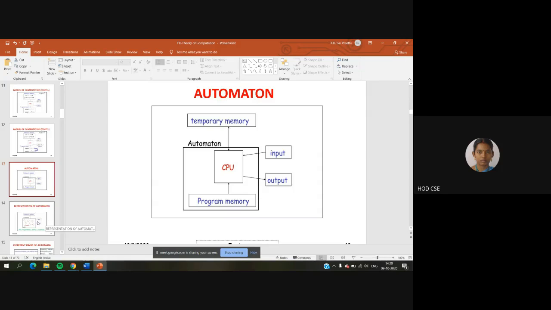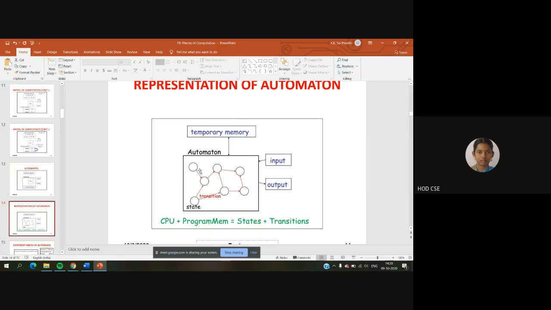In a model of computation, the CPU and program memory are represented by states and transitions. Did you understand that? The circles represent the states and the directed edges represent the transitions, and the states are connected by means of the transitions. The entire thing we call the automaton. You have to map this automaton to a real computer, as the CPU and program memory combined together are called the automaton in the theory of computation.